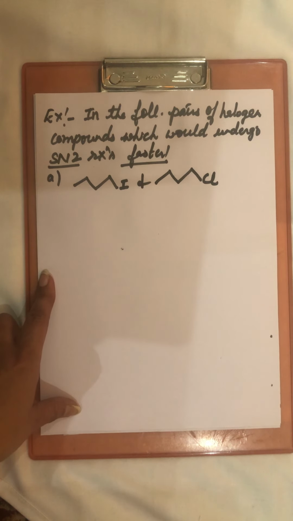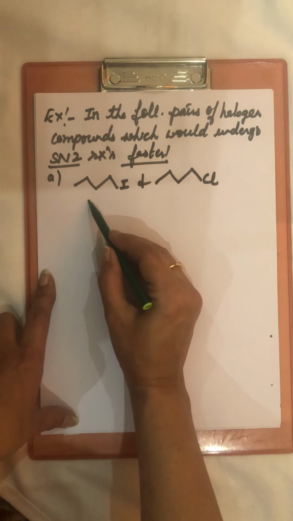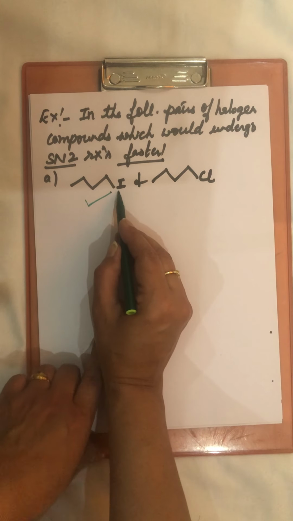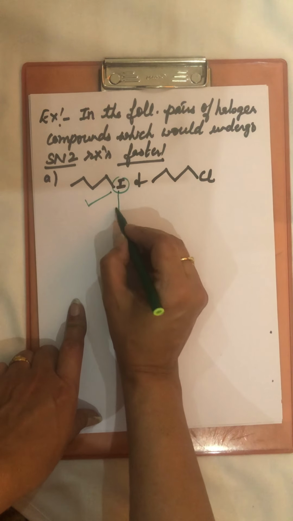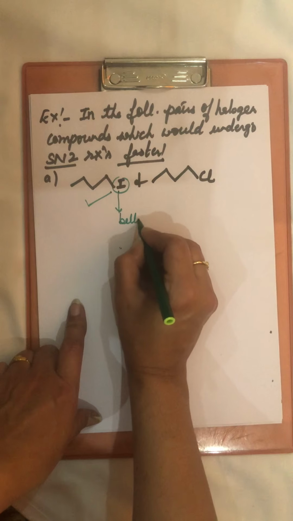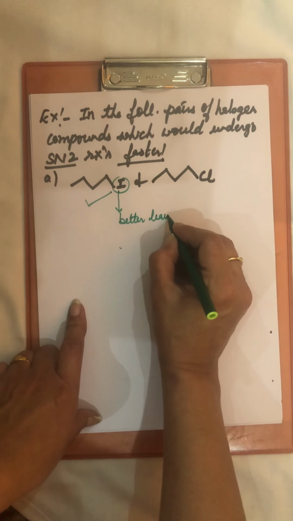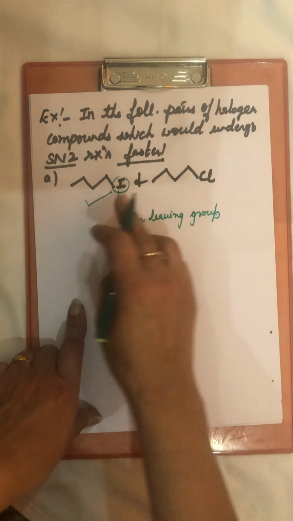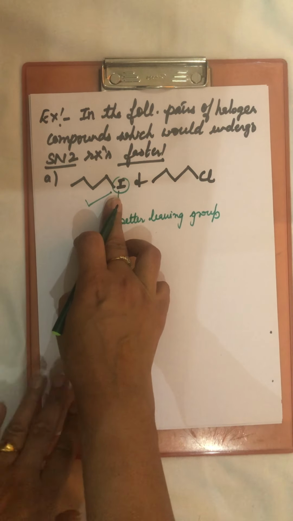SN2 reaction means which is taking place in one step, where the reactivity depends on the steric hindrance and the leaving of the halide ion. In this case, reactivity of this one is more than that of this because I is big in size. So it is a better leaving group. So this will leave easily, and now the nucleophile can easily attack this.